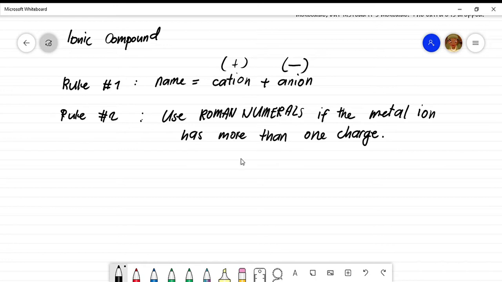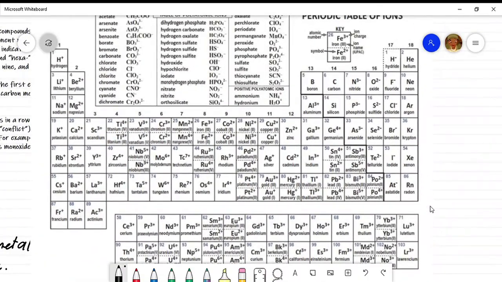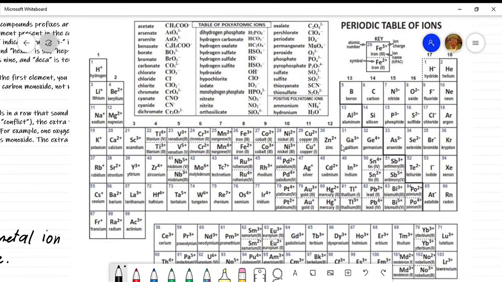I have this example from a video in Lumen courses. So these are his examples. We have Li2O. So this is actually named as... First, let's look at what lithium is. Lithium. So in our periodic table, we have lithium.